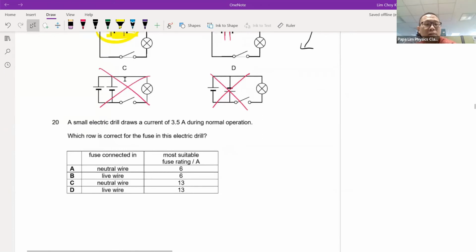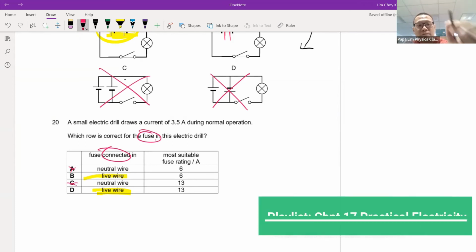Question 20 is a fuse question, same thing: correct arrangement of the fuse. When it asks where the fuse should be connected, students have to take note of the location of fuses and switches. They have to be placed at the correct position to work effectively as a safety precaution. Fuse and switch always have to be placed at the live cable, the live wire, for them to work correctly. So automatically I know option A and option C are out because they say it is in the neutral cable. So only B and D are left, and one of them is the correct answer.